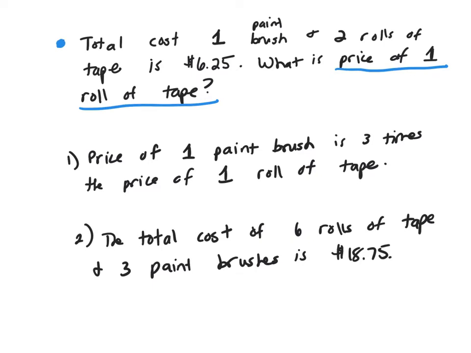So the total cost of one paintbrush, 1 times P, you leave the 1 off, plus 2 rolls of tape, 2 times the cost of one roll of tape, equals $6.25. So P plus 2T equals $6.25. And we're trying to find T.